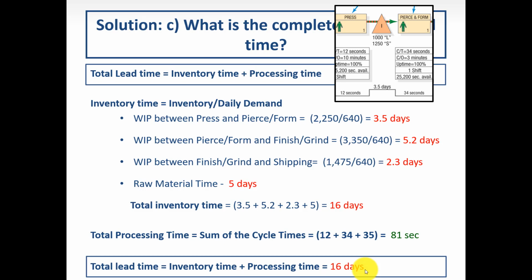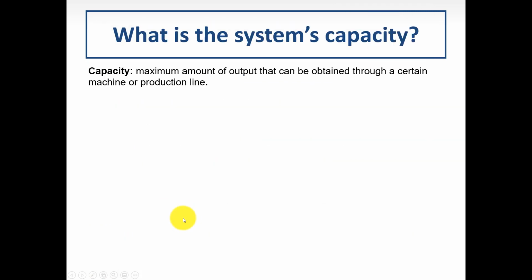The difference is so abysmal that we just rounded up to 16 days, just to make it even worse. So that is our total lead time, highly defined by total inventory time. Okay, so we have the next question. What is the system's capacity?